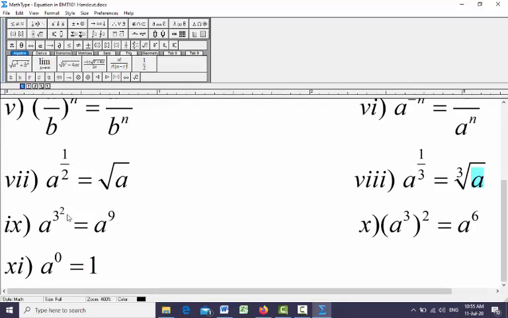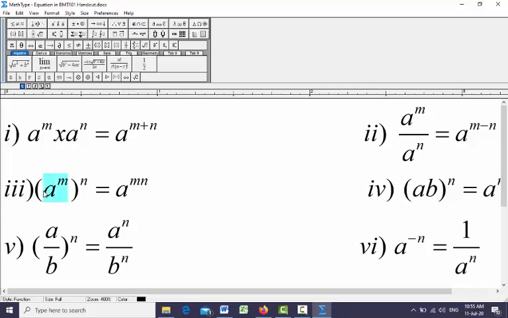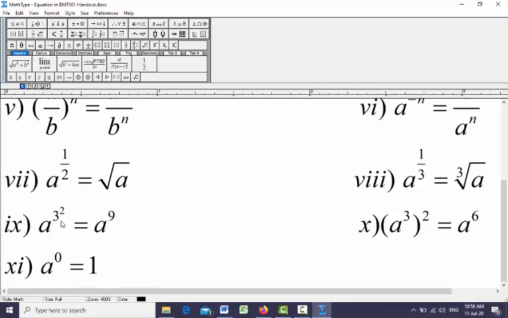Right. So next one. Here we have a to the power 3 square. Please notice here, there is no bracket. If there was a bracket like this, in that case we could have had a to the power mn, right? But here we do not have any bracket. Here a to the power 3, and on top of 3 there is power 2. So we have power 3 square. You know that 3 square means 9. So a to the power 9.